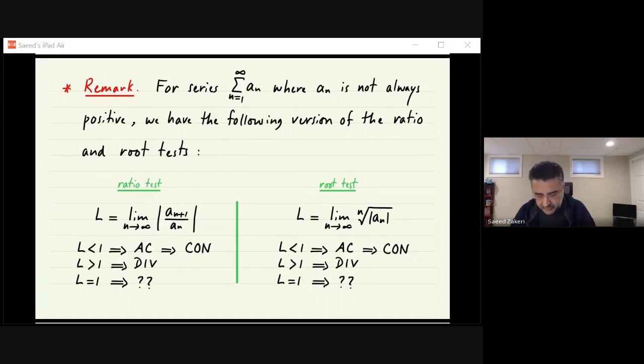And the same thing for the root test. Instead of the usual root test for the case an positive, where you take the nth root of an, now take the nth root of absolute value of an. Take the limit, call that L. If L is less than 1, your series is absolutely convergent and therefore convergent. And if L is greater than 1, your series diverges. And if L is equal to 1, it's your unlucky day. You have to think of a different method.